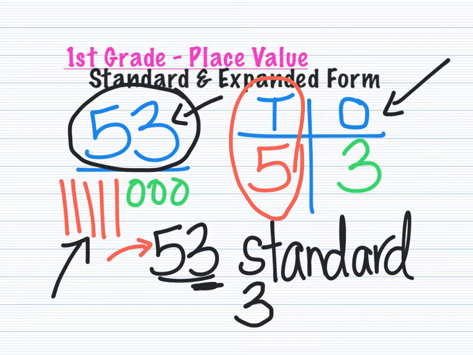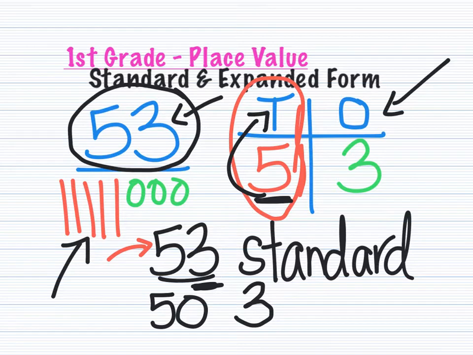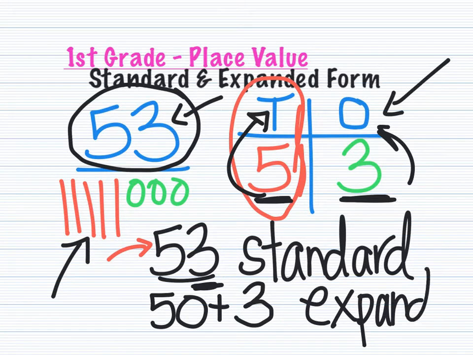Okay, let's think. If it is in the tens place, that means I count by 10. And I count by 10 5 times. So let's count by 10 5 times. You ready? 10, 20, 30, 40, 50. Excellent. 50. That 5 is worth 50 because it's in the tens place. So 50 in the tens, and then just 3 in the ones place. So 50, and then the 3. I'm going to put a plus sign in the middle. 50 plus 3 is the expanded form.